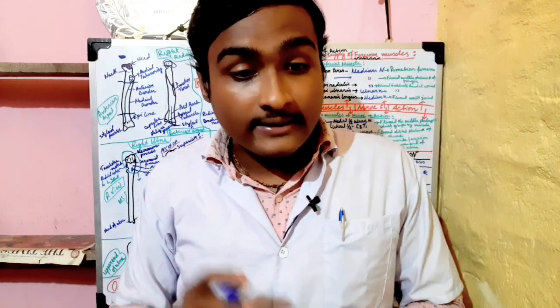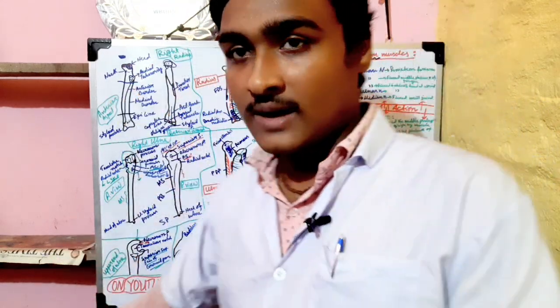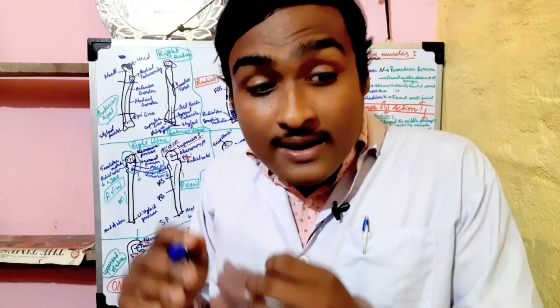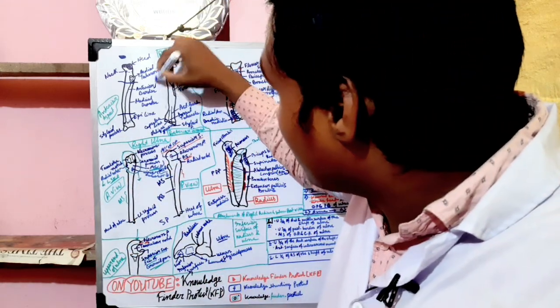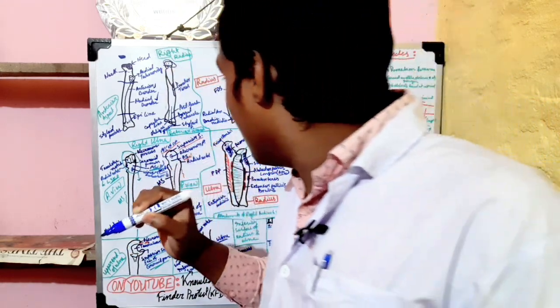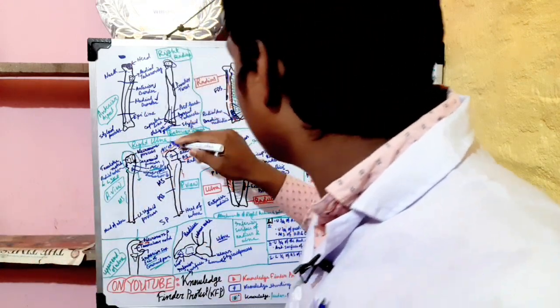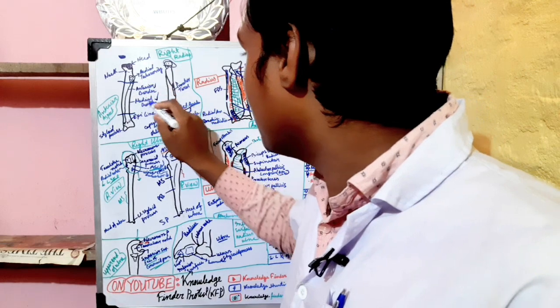Okay, now the shaft is present here. You can see the borders and surfaces. There are three borders and three surfaces. What are the three borders? They are the anterior border, medial border, and posterior border. Here you can see the anterior border, medial border, and posterior border.